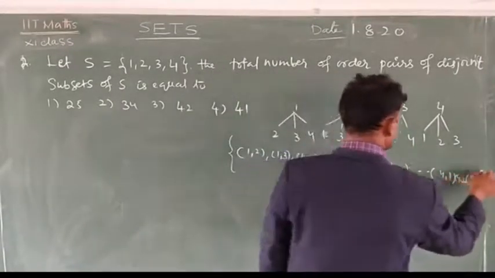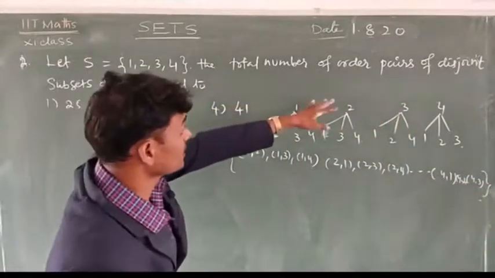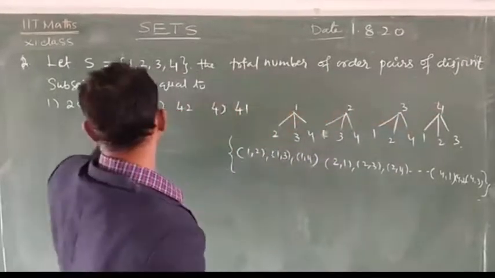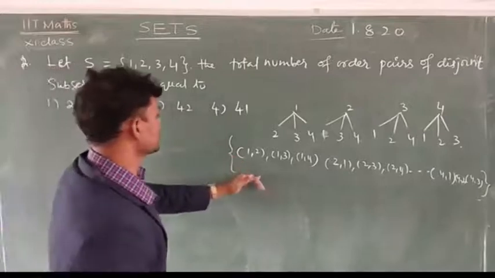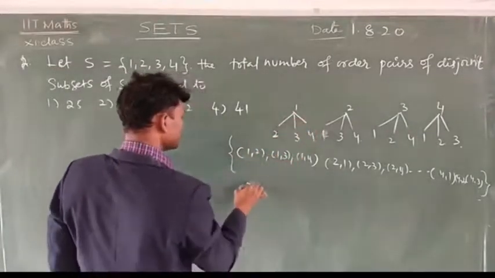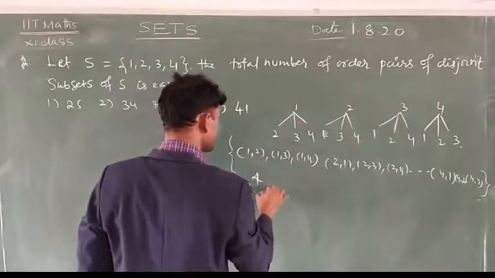This is how you have to write the total number of sets. Here, total number of ordered pairs. Disjoint subsets, how many are possible? Here one set has 3 choices. This way, how many sets are there? 4. So 3 power 4, plus 1.